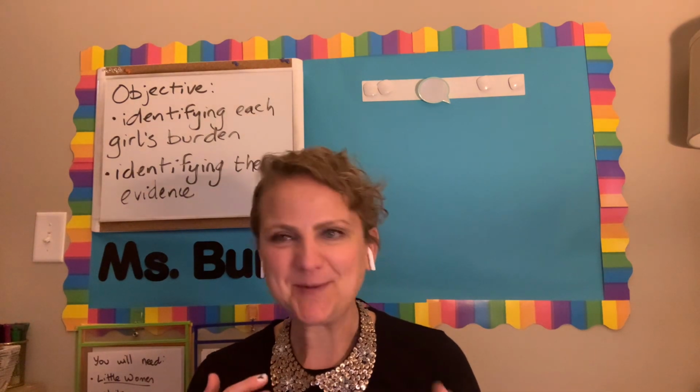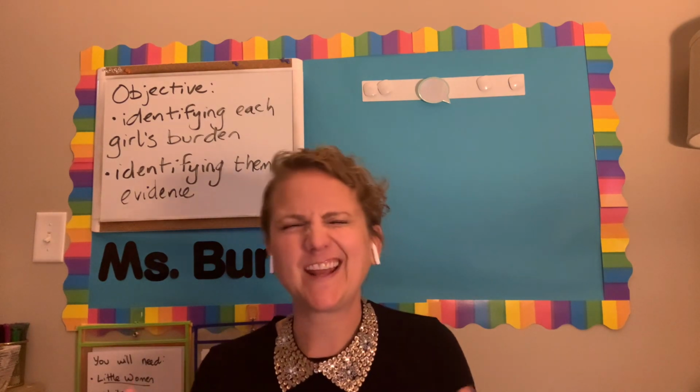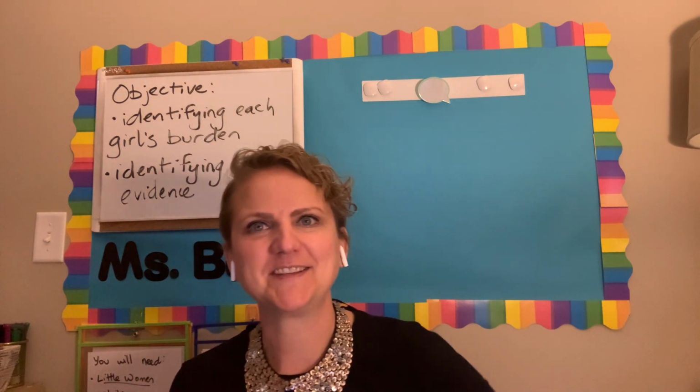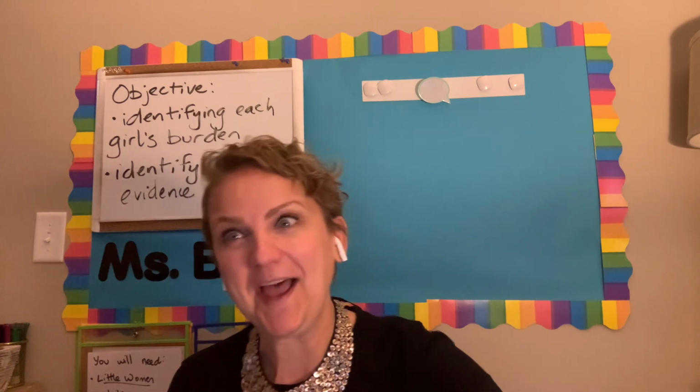So we see that there's a little bit of a tension, right? Jo we see is kind of energetic and has a bit of a temper, and definitely Aunt March has a bit of a temper as well. They kind of get along, but they kind of also don't.